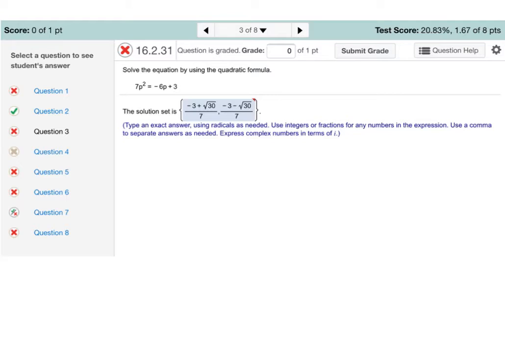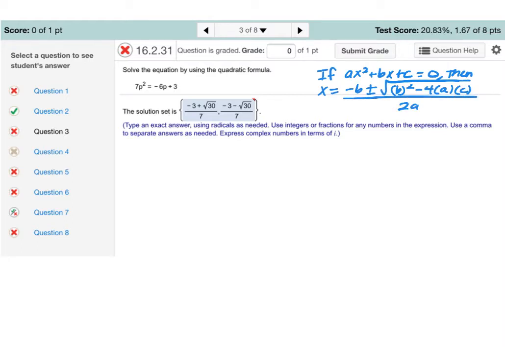Okay, here it says to solve the equation by using the quadratic formula. And so in this case here, we'll do the same thing. The only difference in this problem, we need to make sure all terms are on one side with 0 on the opposite side. Okay, and so here, remember, if we have ax squared plus bx plus c equals 0, then we can use the quadratic formula and say that x is equal to a negative b plus or minus the square root of b squared minus 4 times a times c, all divided by 2a.